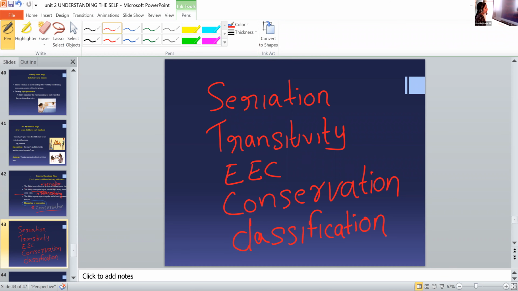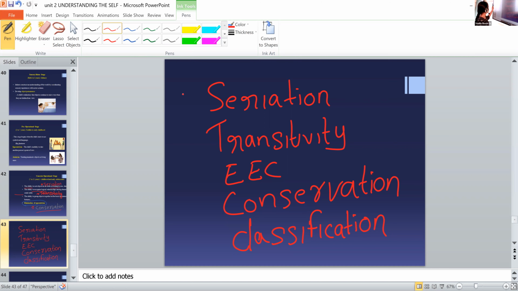So in the concrete operational stage, we gain the ability to sort objects according to their size and shape. That is called seriation. Transitivity means the ability to recognize logical relationships in a serial order, like A is taller than B. That is transitivity. And elimination of egocentrism. Then conservation, classification. Is it clear?